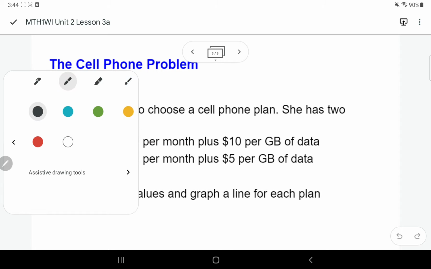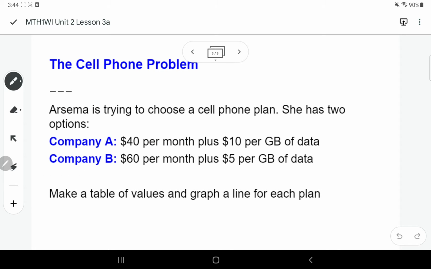So we're going to look at a particular example of this. Arsena is trying to choose a cell phone plan. She has 2 options. Company A charges $40 per month plus $10 per gigabyte of data. Company B charges $60 per month plus $5 per gigabyte of data. Make a table of values and graph a line for each plan.